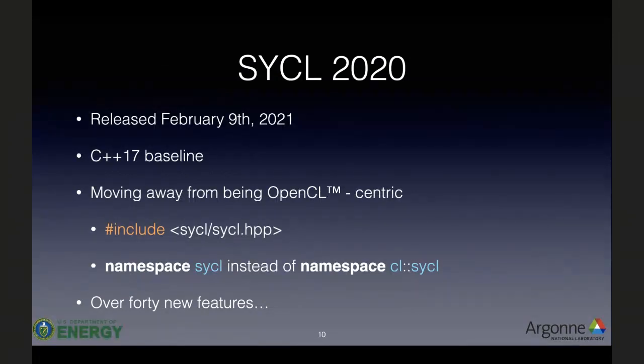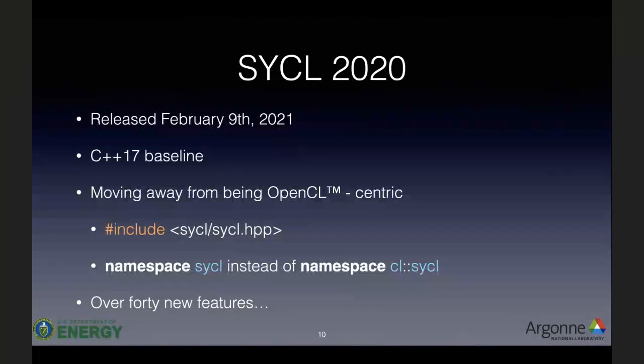It's like a little minor thing, the include file is changing. It used to be CL/SYCL.hpp. Now it's just SYCL/SYCL.hpp. And the namespace, everything used to be under namespace CL::SYCL. We're now moving it into namespace SYCL. And there are over 40 new features.